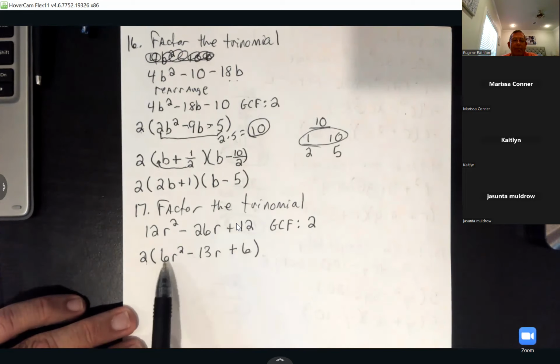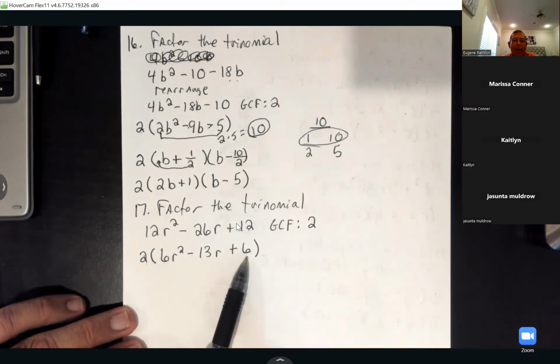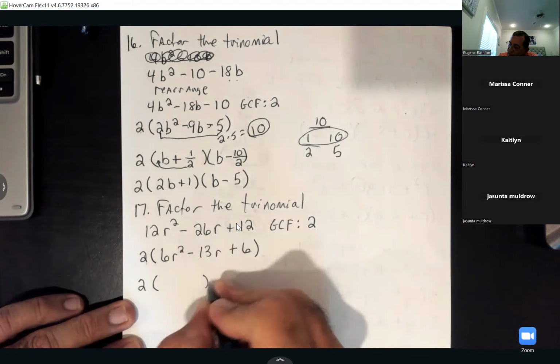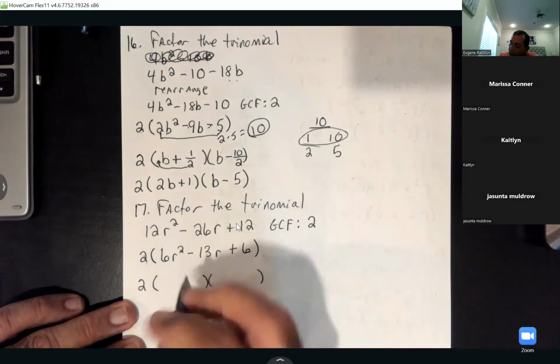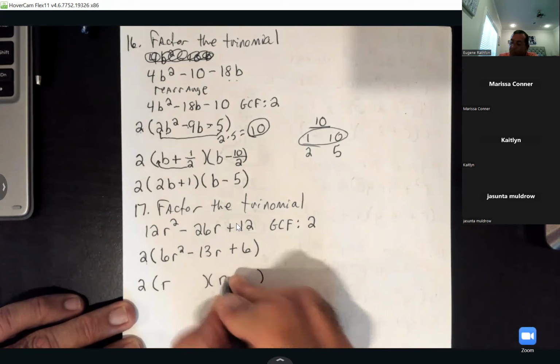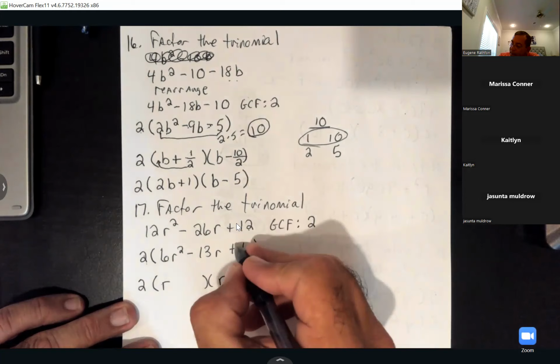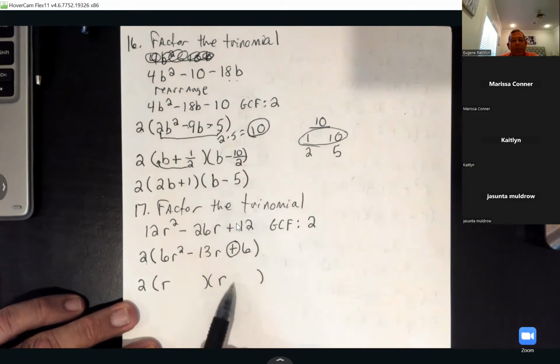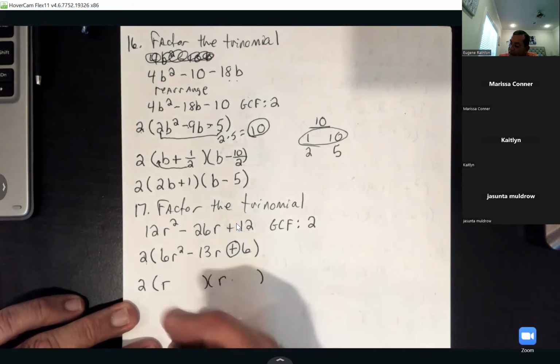So once again, we're going to have to borrow that 6 to multiply. So let's get it set up. We know this will be 2 parentheses. We know there's going to be an R in front of both of these parentheses. This thing is positive. So since it's positive, we know both of these will be negative like the middle number.